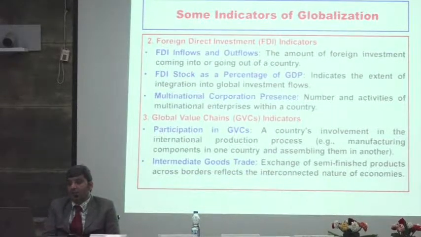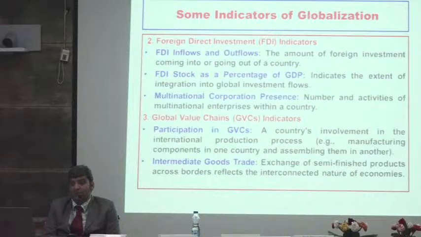Some other indicators: foreign direct investment inflows and outflows. The amount of foreign direct investment coming into or going out of a country. If there is a rising trend in FDI inflow or FDI outflow, then this is a quantitative measure of measuring the globalization. And FDI inflow and outflow at global level will be same. For one country it is inflow, for another country it is outflow. So for international level, global level, if trends are increasing, then we can say that globalization is increasing.